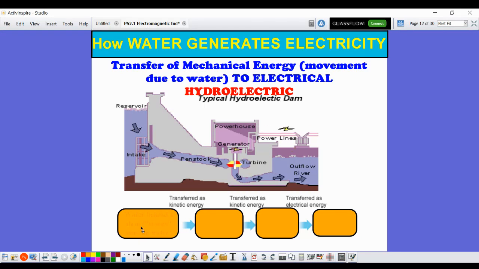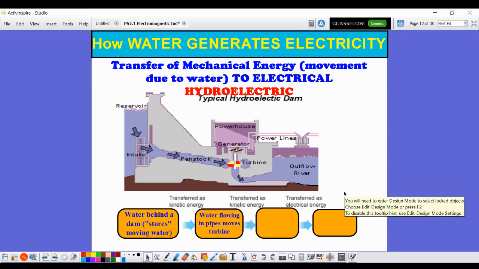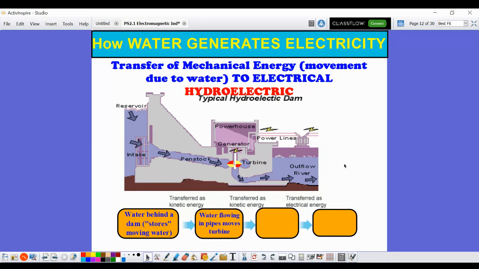So I want you to fill in. You have some boxes underneath the picture, and you're going to fill this in. The very first step is that water behind a dam gets stored up. So we store moving water. Basically, that is your potential energy. It goes back to sixth grade when you talked about those different forms of energy and how those transfers occurred. After it gets stored behind the dam, if they're going to produce electricity, you're going to open that intake valve. Water's going to flow through the pipes. And this penstock is going to allow that water to be transferred to this turbine. That's what you're going to put in the second box.